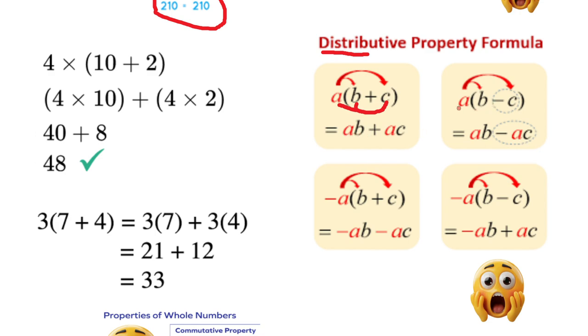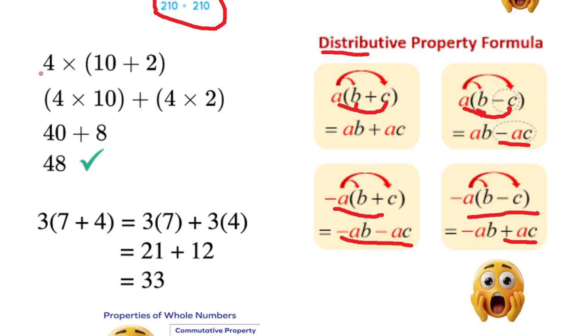The same thing for here. Now remember that this is a positive A. So when we're taking this A and distributing here, it will give us a positive AB. When you're taking the A multiplying by a negative C, it will give us an answer of negative AC. Now remember that a negative times a negative gives us a positive, and therefore this is our distributive property.